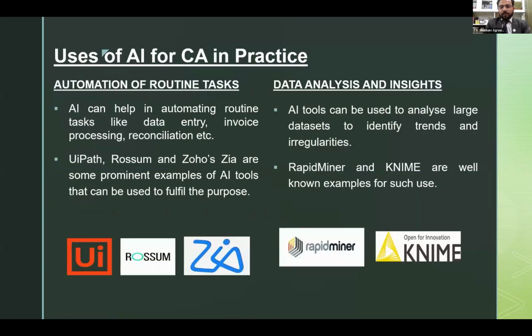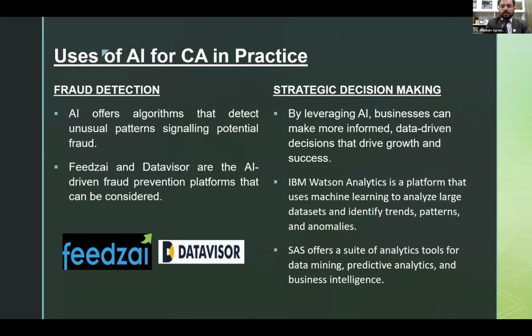Now, we can use AI in day-to-day tasks for automating our routine tasks, like data entry, invoice processing, reconciliation, etc. There are certain tools which help in automation of data. Parallelly, we can use AI in data analysis of large data sets, which identifies trends and irregularities. Moreover, we can use AI in fraud detection and strategic decision making also.